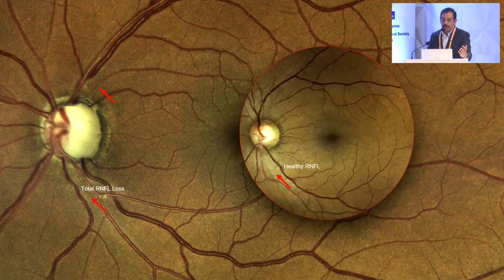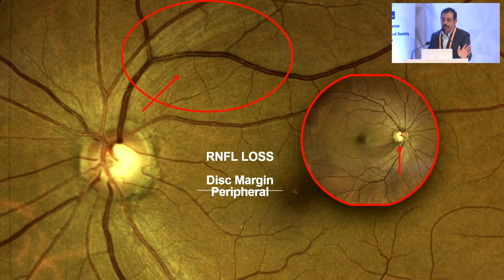Then looking at the total RNFL loss, you can see as though it appears very clean, and all the blood vessels will appear to be more brighter than what is normally seen. You can see the healthy RNFL versus the total RNFL loss, both superior and inferior.